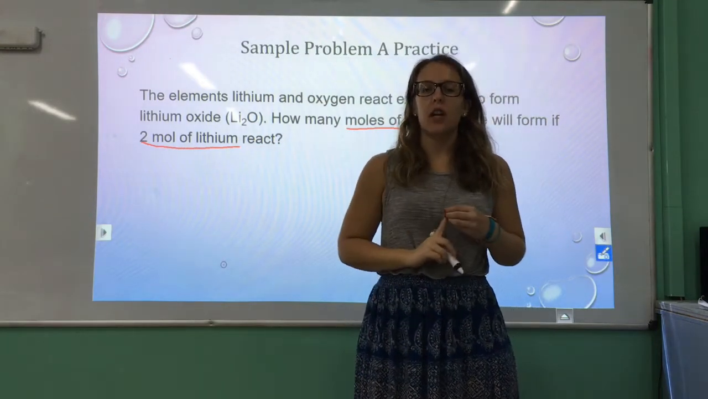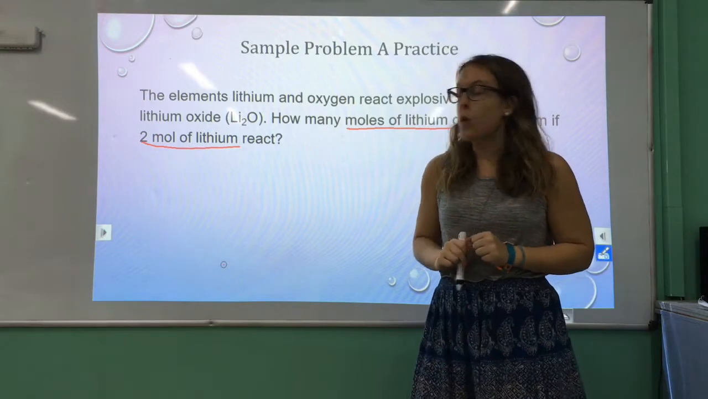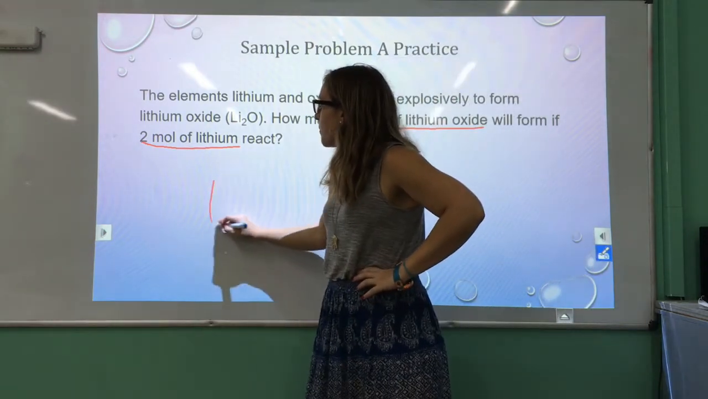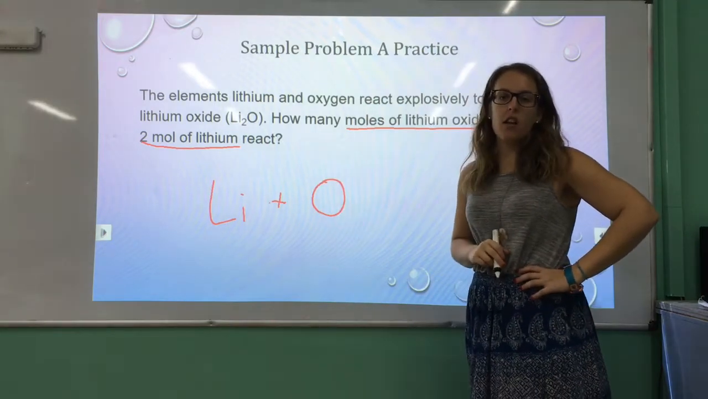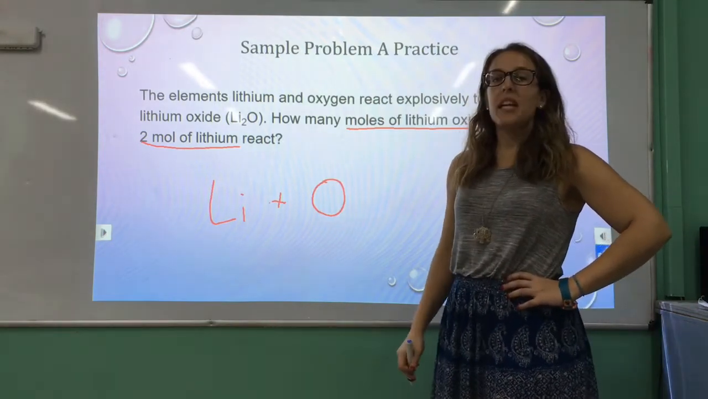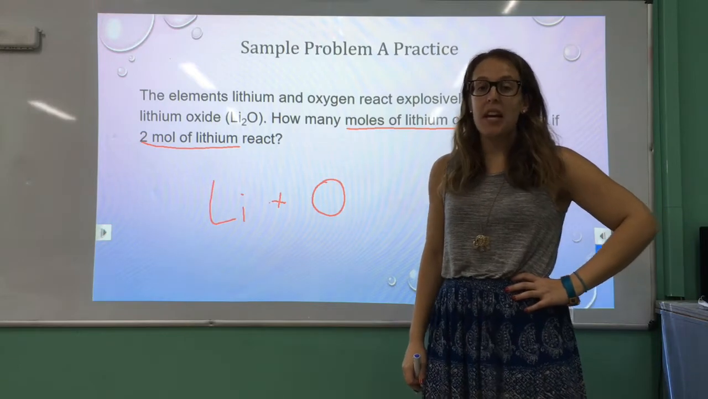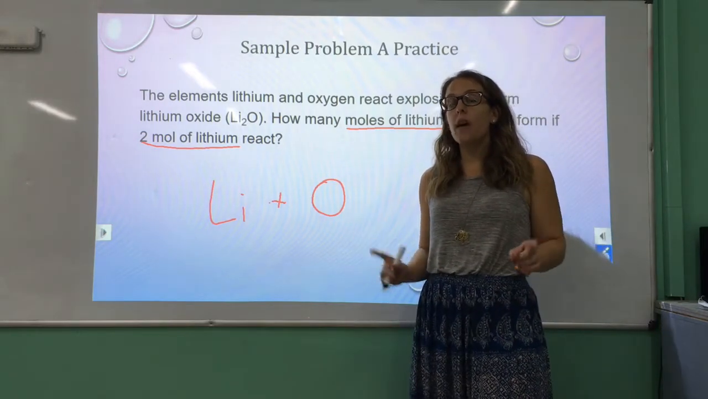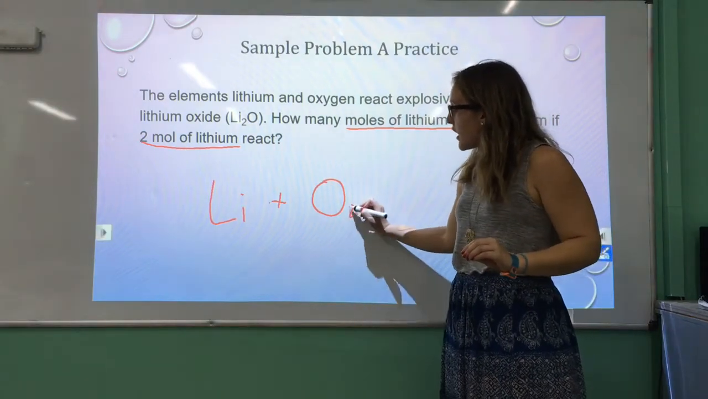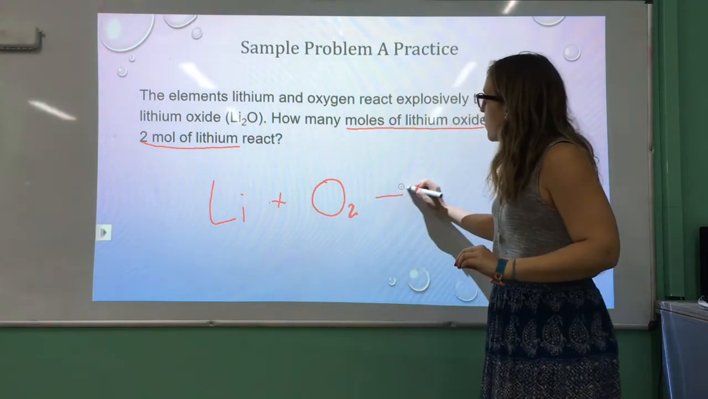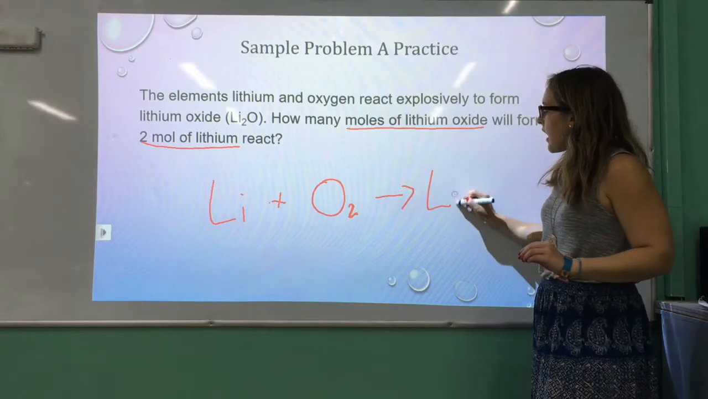So first things first, we need to write the equation. So we have lithium plus oxygen, is that right? No. Why? Because oxygen is diatomic, meaning that it will always have 2 atoms of oxygen together. So it's O2. Yield lithium oxide.